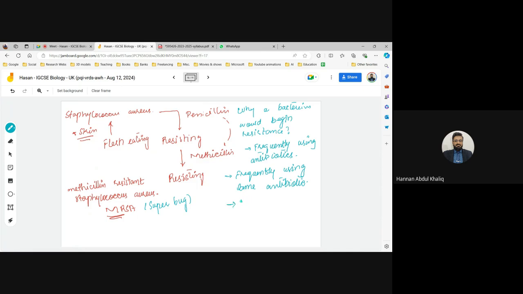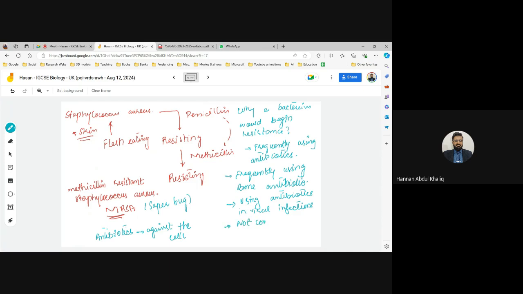Number three, using antibiotics in viral infections. In viral infection, remember, the antibiotics always work against the cell. Antibiotics is against a cell. And what are viruses? Viruses are acellular particles. So you cannot use the antibiotics against them. And when you use the antibiotics in viral infections, the bacteria that are present in your body are going to get opportunity to get resistant to it.